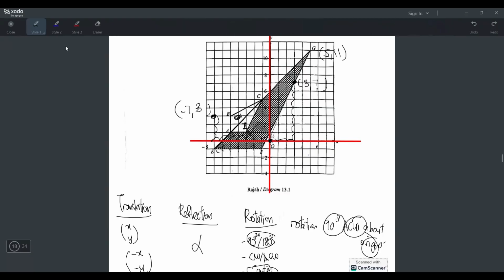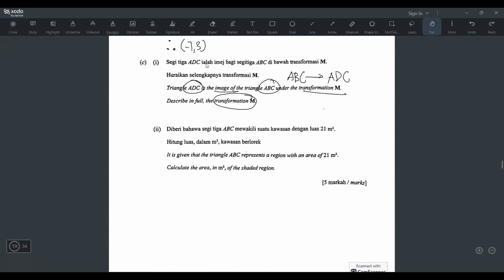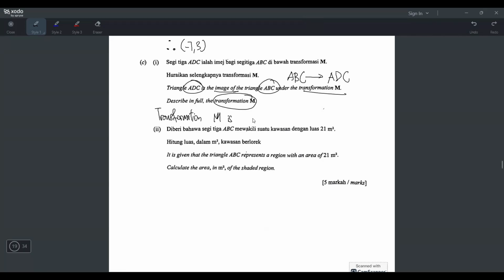But when you write reflection, you have to mention the reflection line. So where is the reflection line? I will draw it for you now. The reflection line is this line, right? And this line is the EG line, right? So you can just write: transformation M is reflection on the line, or you can write in the line also can. What's the line? EG. Okay.